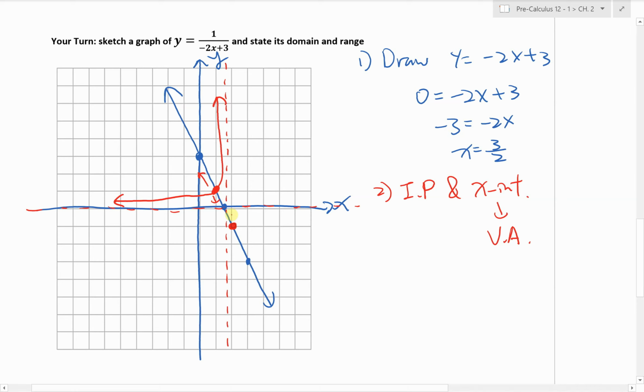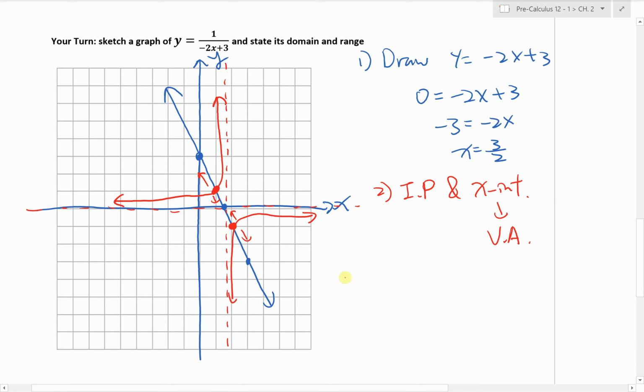From this second invariant point to the left, you can see the blue graph is actually increasing, therefore the red graph is going to decrease towards the asymptote. To the right of the invariant point, you can see the blue graph is decreasing, therefore the red graph is going to increase towards the horizontal asymptote right there. And that's it. There is your reciprocal graph of negative 2x plus 3.